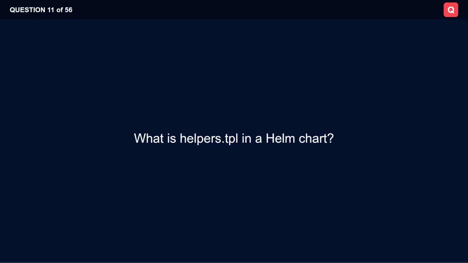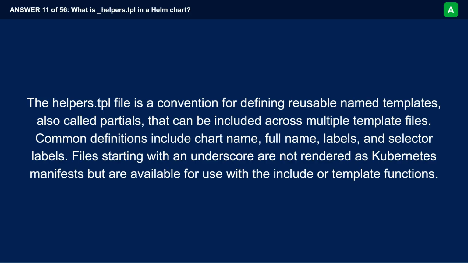What is _helpers.tpl in a Helm chart? The _helpers.tpl file is a convention for defining reusable named templates, also called partials, that can be included across multiple template files. Common definitions include chart name, full name, labels, and selector labels. Files starting with an underscore are not rendered as Kubernetes manifests, but are available for use with the include or template functions.